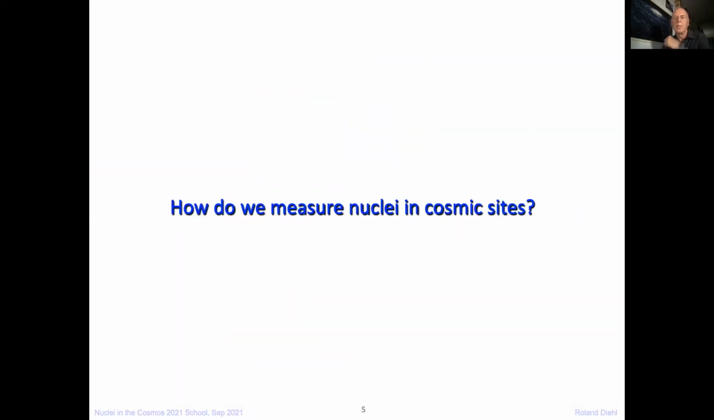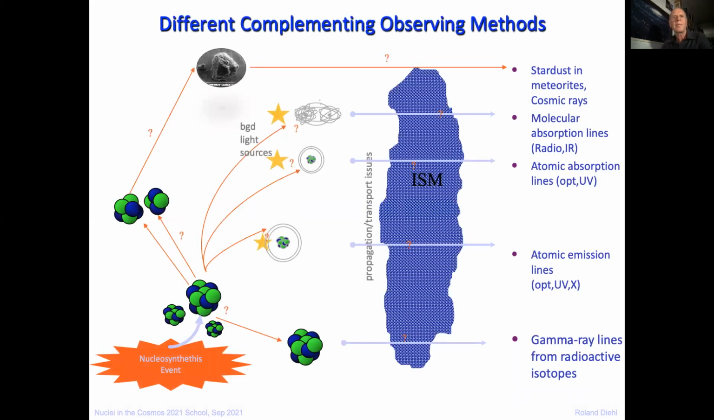So how do we measure nuclei in the cosmos in the first place? There are different methods, and they complement each other, and they are summarized on this slide here. On top you see capturing stardust, which was discussed yesterday in the lectures. Measuring samples of cosmic rays that can be captured near Earth is a similar way of capturing material samples that do not come from the solar system directly.